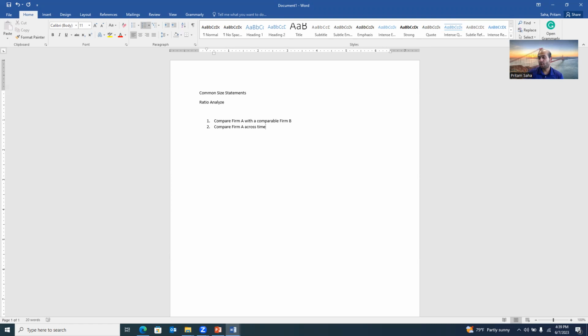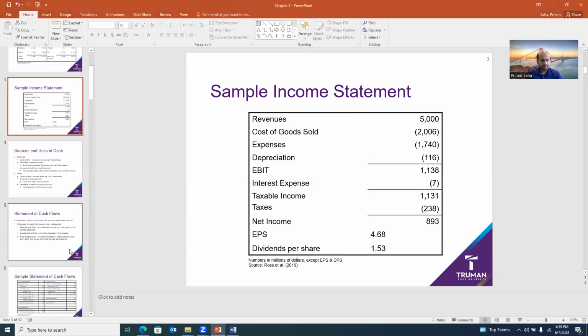Now, what are common size statements? The name has the definition. When we say common size statements, we're actually converting the statements into a common standard. You can think of it as a common standard. Now, how can we do so?